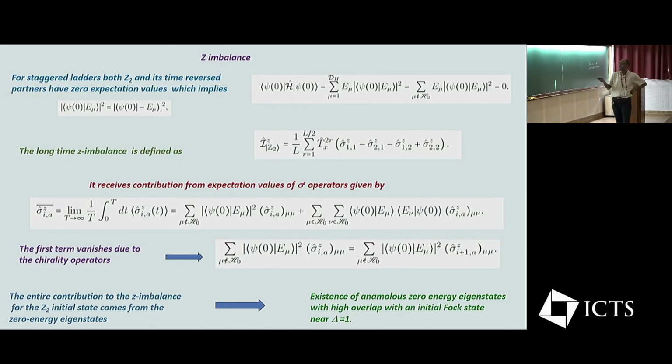These combined with the sign structure essentially tell you that any contribution to this imbalance operator from the finite energy states just goes to 0, and the entire contribution comes from the zero energy states. Now the puzzle that we have here is why there is an anomalous zero energy state which has overlap with some initial Fock state. That is something we are not able to analytically resolve, but we understand numerically that this does happen. Okay.